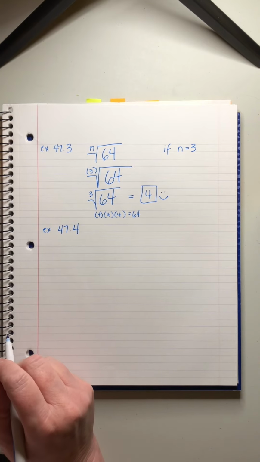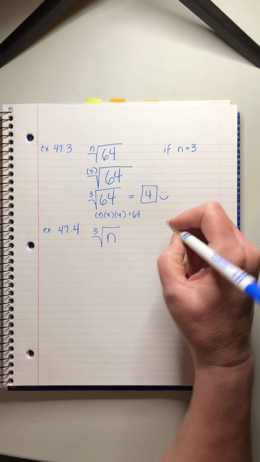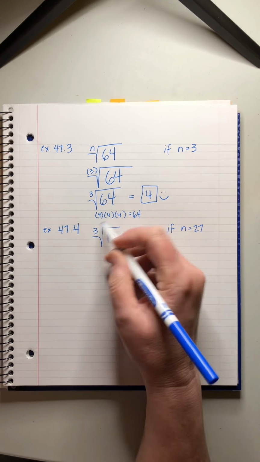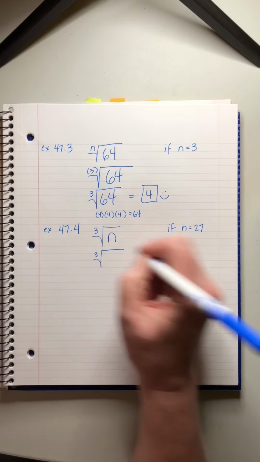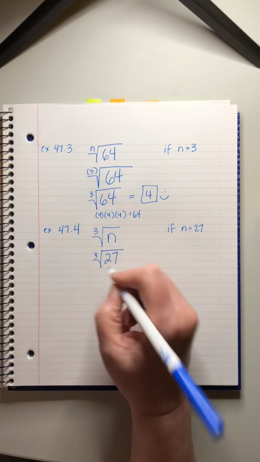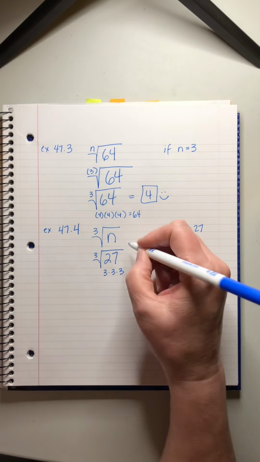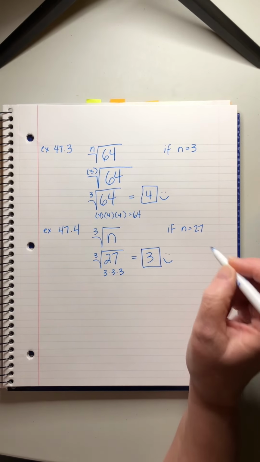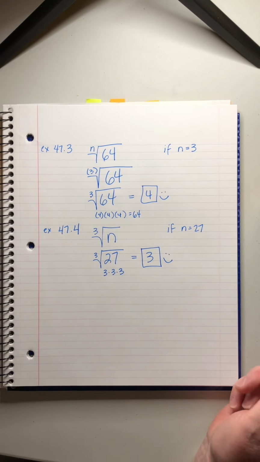Okay, and here's our last one. Evaluate the 3rd root of n if n equals 27. Again, I don't think there's going to be any problems here with minus signs, so I'm not going to use the parentheses, the buckets. What number times itself 3 times is 27? And I remember, oh, that's 3 times 3 times 3. That's my answer. All right, so these are just evaluation problems with some simple roots and exponents tossed in.